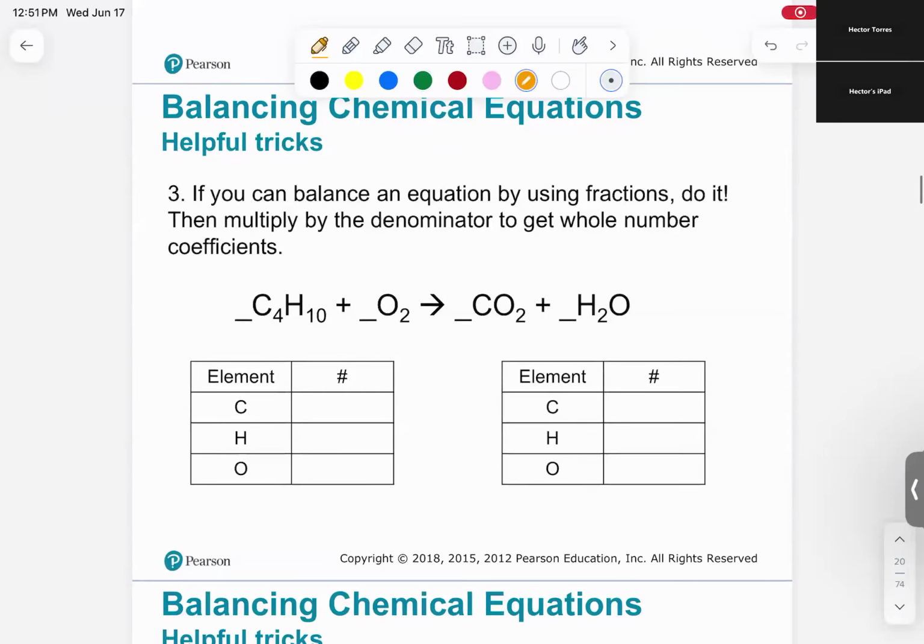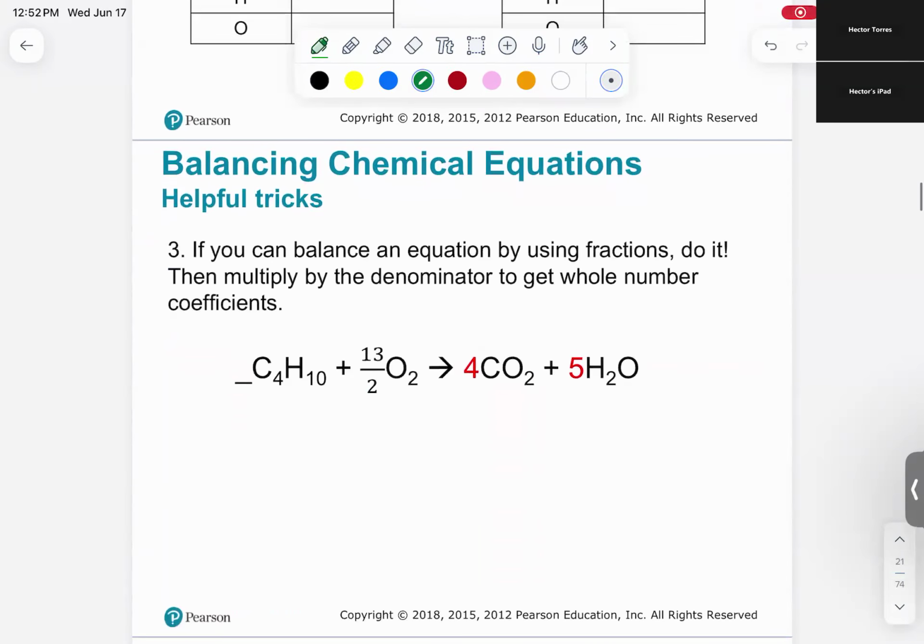Okay, now for step 3, this one's the one that we did before. So as you remember, one tip that they give is doing the 13 and a half, having this and this. If you remember from the last one, that's what we had. And then multiply by the denominator to get the whole number coefficients. And right here, our denominator is 2. So we just times everything by 2 to be able to get the right numbers. Okay, so that's going to be the tip. And this is mostly going to be used for combustion.